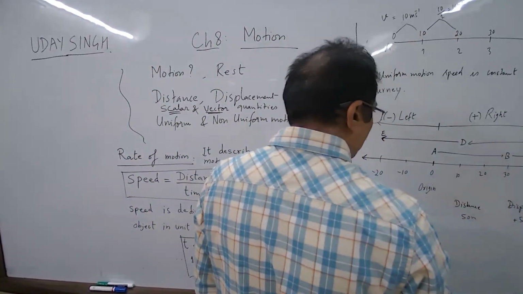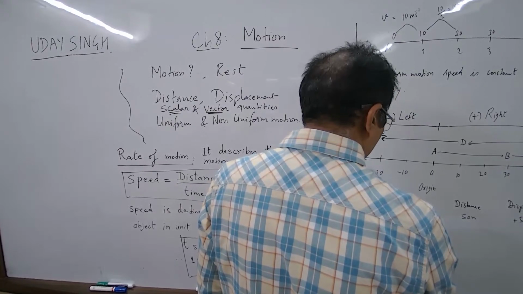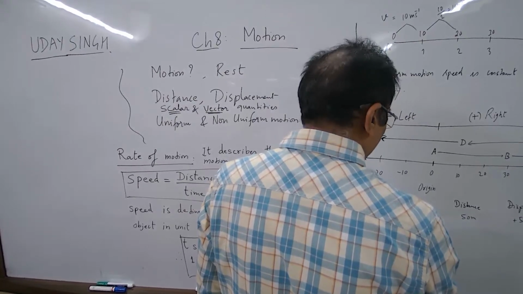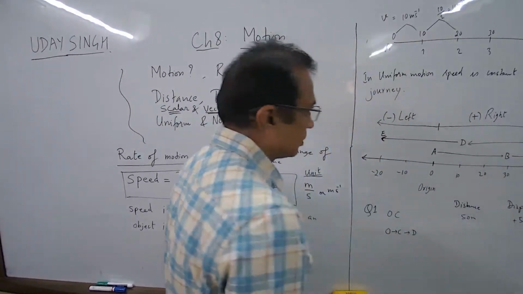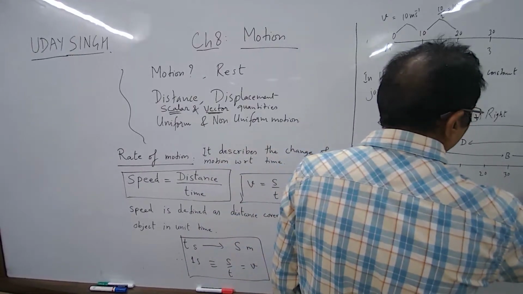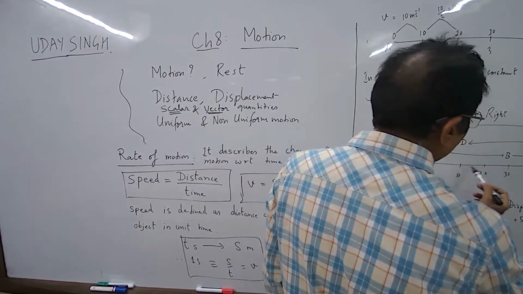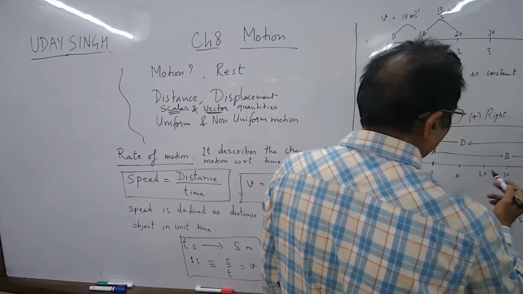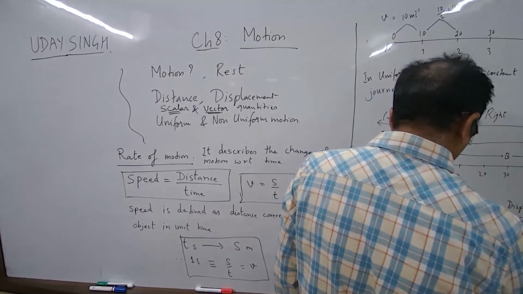Now, it goes from O to C, then comes back to D. Now tell me, distance 90. So distance is what? Full path length 50, and then D is how much? 50 minus 10, 40. So this is 40 and this is 50, 90. Very good. Displacement is 10.